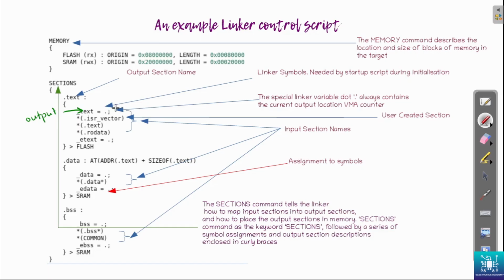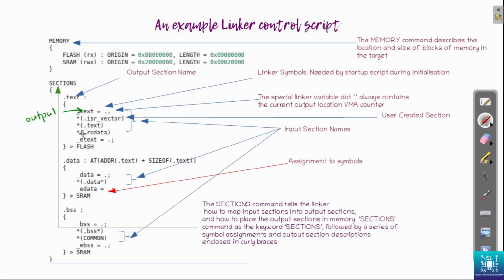So this gives the virtual memory address. So right now underscore text has the address of the current location counter. Now we do not know what the location counter is currently. We have not come up to that. Now, then we have star and then .isr vector. And we saw this section in the output file, if you remember. Output file and one of the input files, we saw this section.